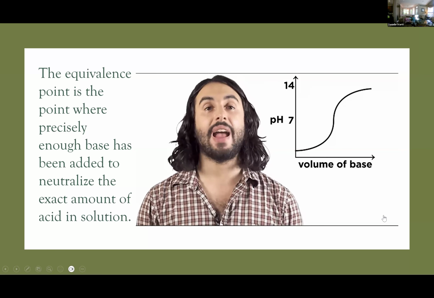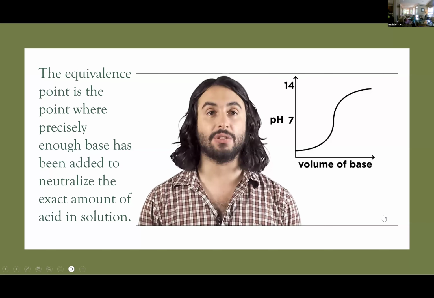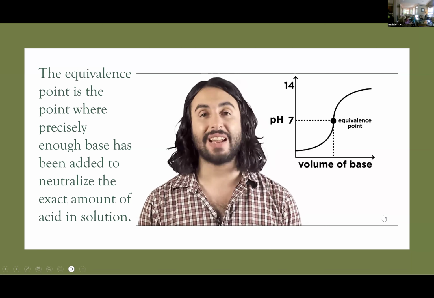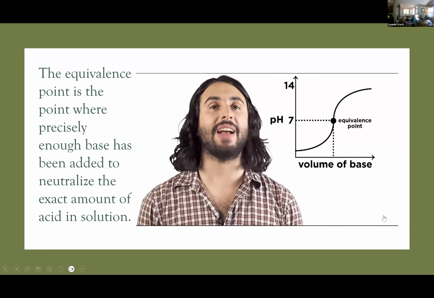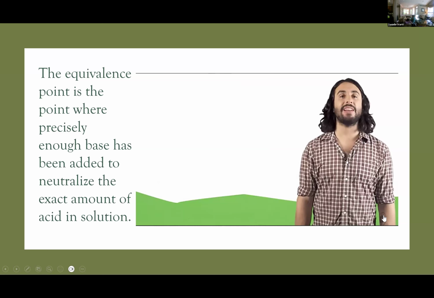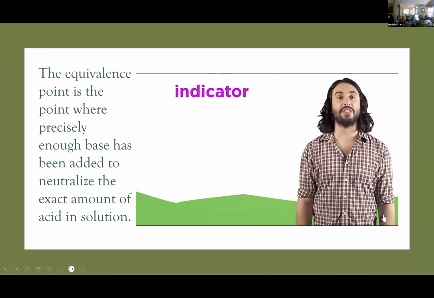As we add base, the pH slowly rises, then sharply rises towards the equivalence point. This is the point where precisely enough base has been added to neutralize the exact amount of acid in solution. When we perform titrations, we recognize the equivalence point by using something called an indicator. This is a substance that will turn a vivid color once the equivalence point has been reached.